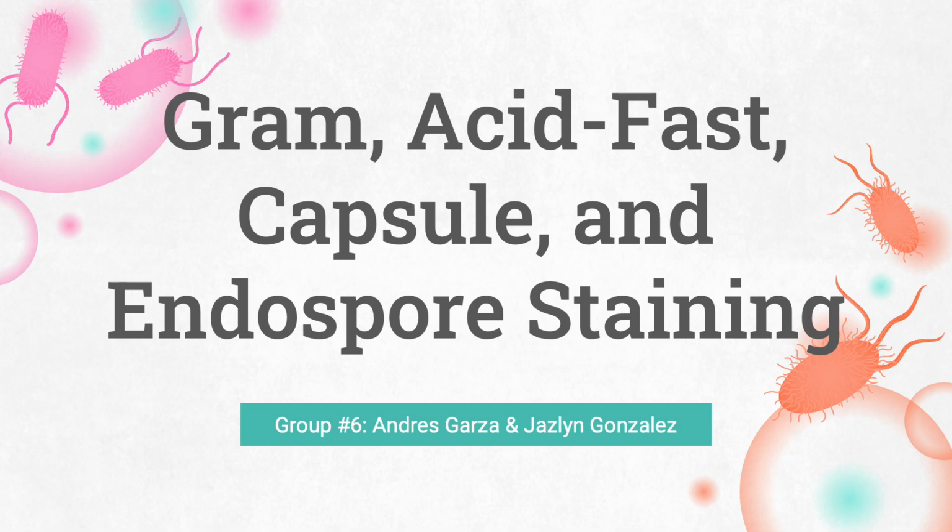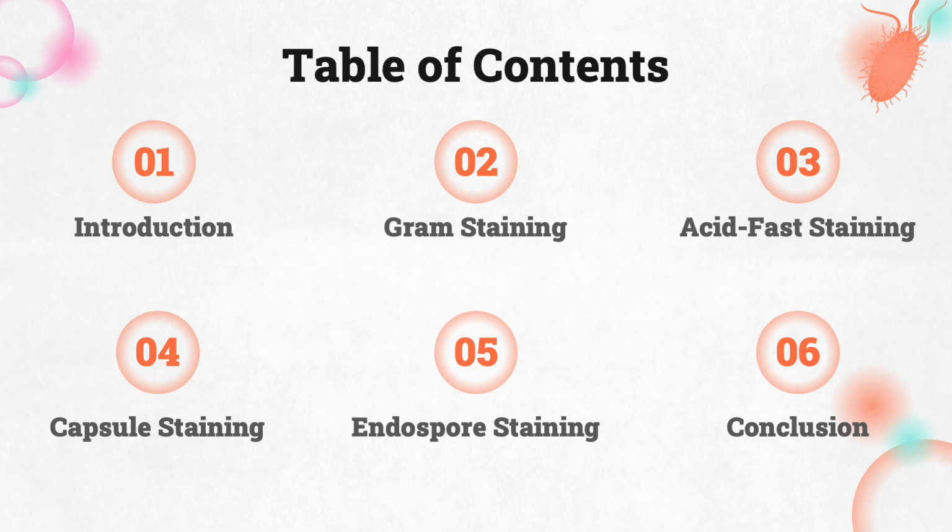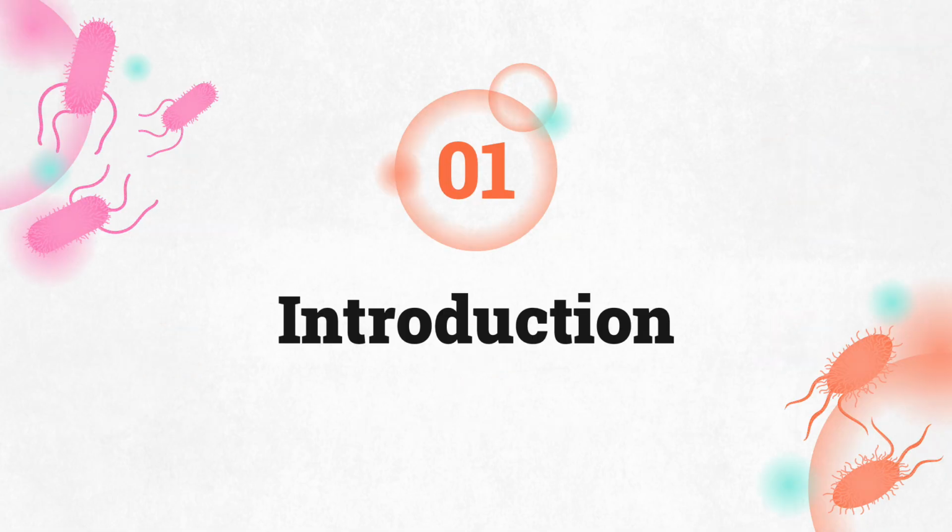Today we will be talking about gram, acid-fast, capsule, and endospore staining. Our table of contents includes our introduction, gram staining, acid-fast staining, capsule staining, endospore staining, and our conclusion. Going on into our introduction.